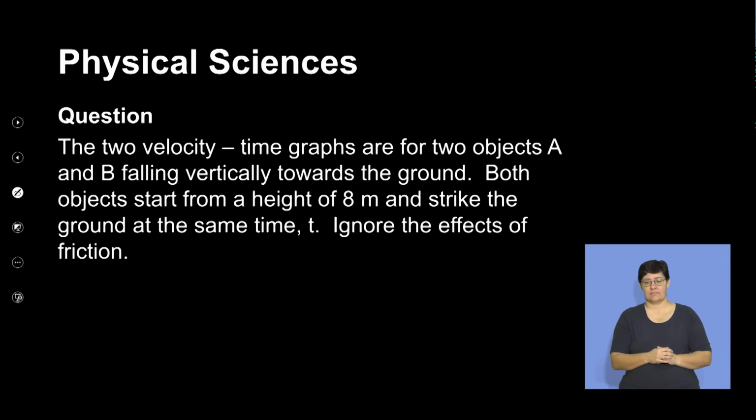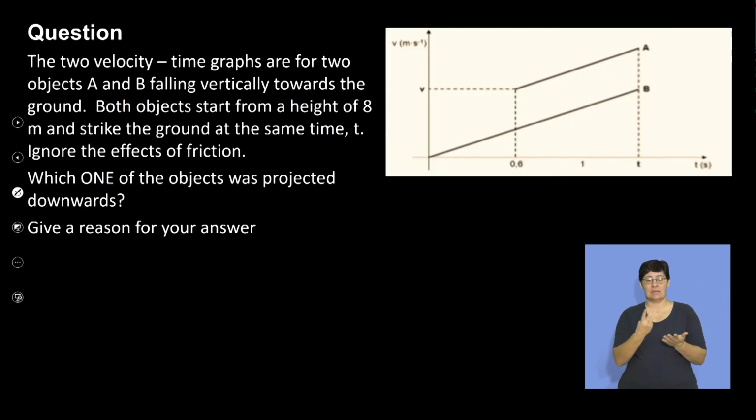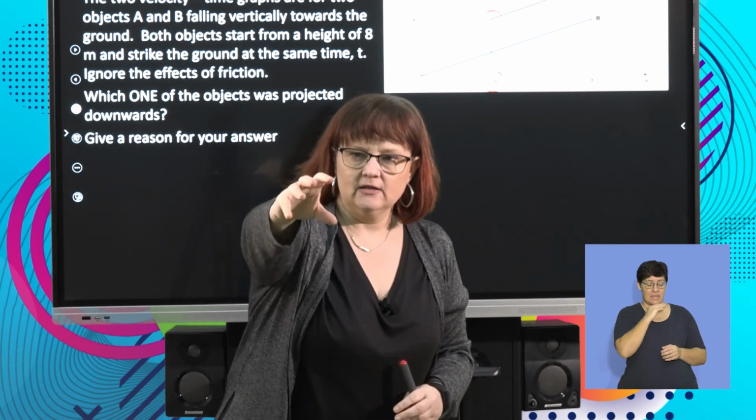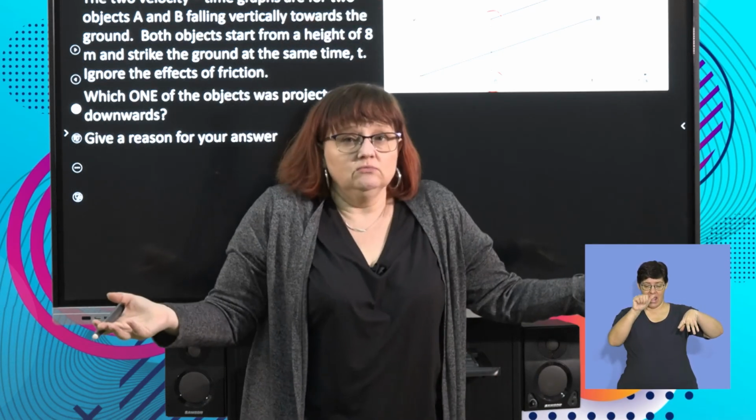Right. Okay, the 2 velocity time graphs are for the 2 objects A and B falling vertically. Both objects start from a height of 8, strike the ground at the same time. So here's our graphs. Which one of the graphs was projected? Which one was thrown? Now, if we look at it, it's got to be A. Why? Because it has an initial velocity. I don't care that this time is different. All that is telling me is that B was dropped, and a little while later, A was thrown. That's all. Okay?